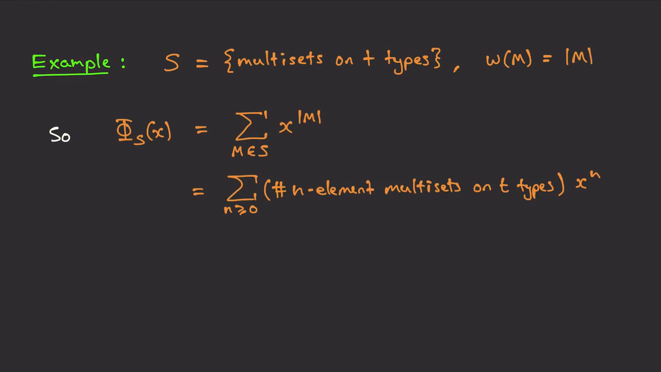We know from last week that this is the sum of n plus t minus 1 choose t minus 1 times x to the n over all n at least 0, and we know from this week, the negative binomial theorem, that that's the same as 1 minus x to the power of minus t. This is pretty cool. The generating series construction gives us a way to go from a combinatorial setup to an algebraic object. Here, the combinatorial setup was multisets where the weight is the size, and the algebraic object that we got out of it was 1 minus x to the power of minus t, which is a nice function.